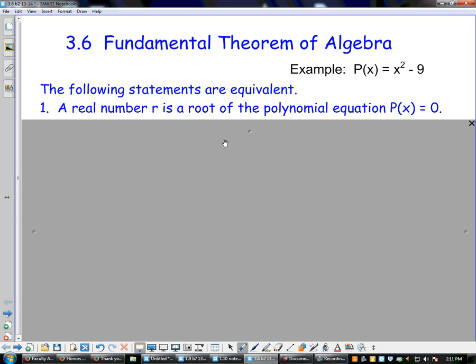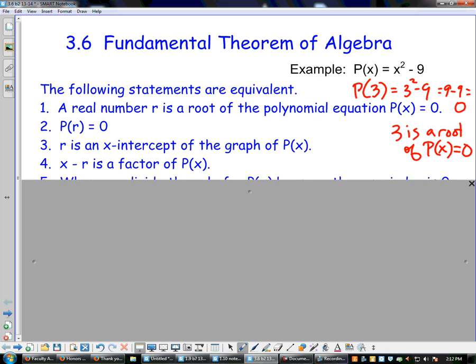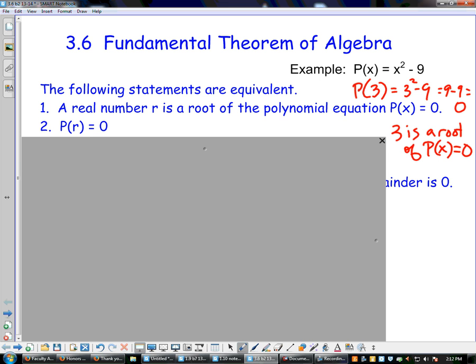So in this case, we know that we could find a solution like 3 is a root of this equation, because p of 3 would be equal to 3 squared minus 9, and that is equal to 0. So a real number r is a root of the polynomial equation means we could say that 3 is a root of the equation p of x equals 0. What else? We could make the second statement that p of r is equal to 0. In other words, p of 3 is equal to 0. This statement is equivalent to saying that 3 is a root of p of x equals 0. Those are two equivalent statements.